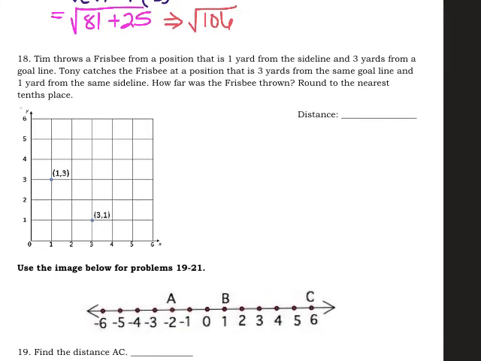Tim throws a frisbee from a position that is 1 yard from the sideline and 3 yards from the goal line. Tony catches the frisbee at a position that's 3 yards from the goal line and 1 yard from the same sideline. How far was the frisbee thrown? Round your answer to the tenth place.